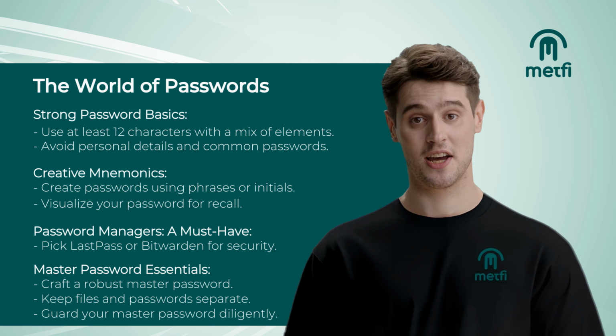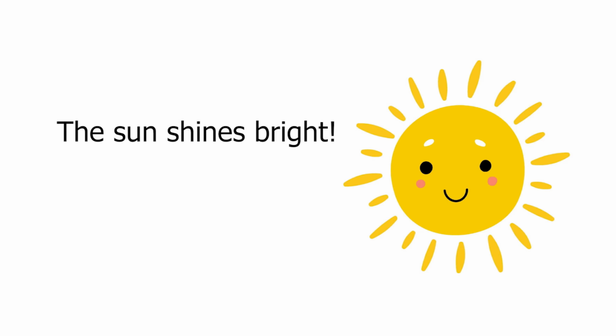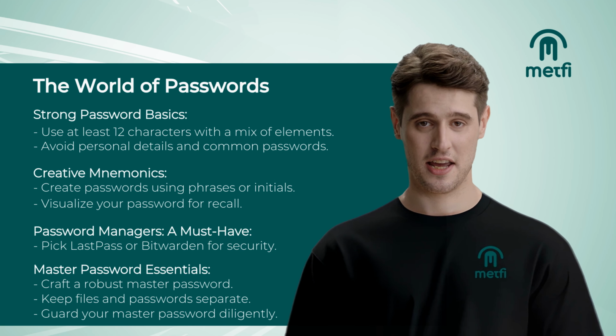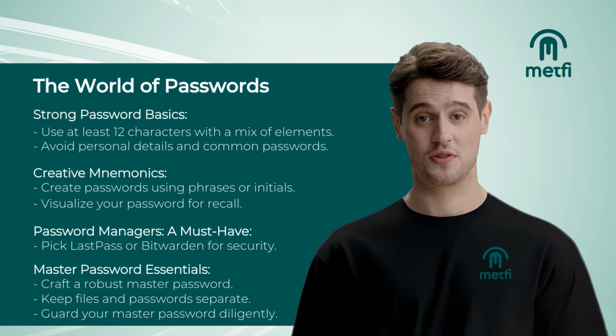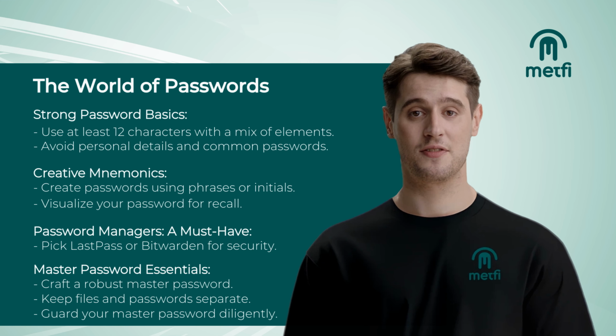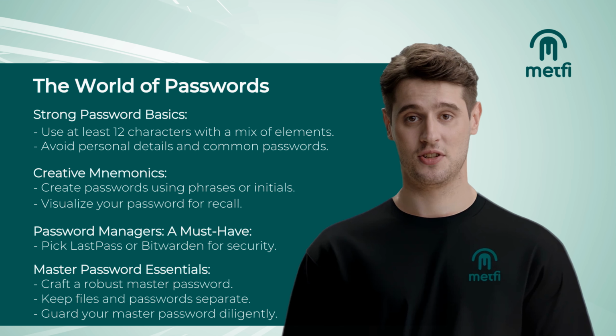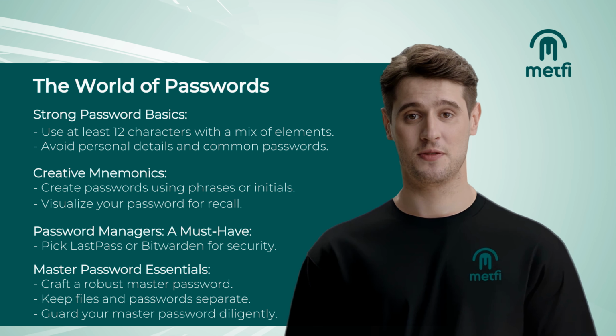Here's a tip. Think of a catchy phrase like "the sun shines bright" and give it a little twist to make the 3_sun$3 SBR GH7. Another fun trick? Use the initial letters of a song you can't get out of your head. Maybe sprinkle in some numbers and symbols, and voila, you've got yourself a memorable yet robust password.